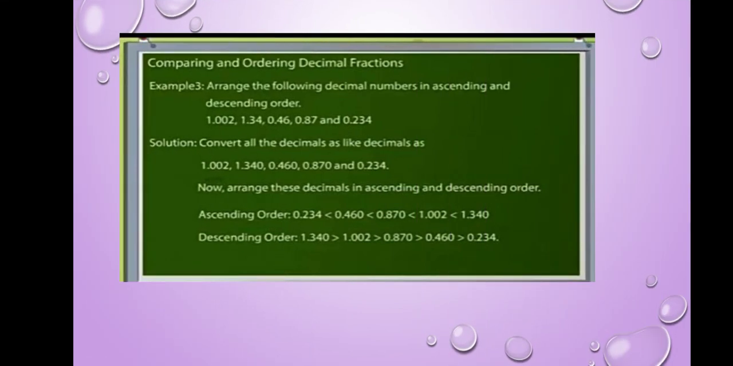Same way, we can arrange or order the decimal fractions, so decimal numbers, in ascending as well as descending order. Even if we get unlike decimals, we have now learned how to convert them into like decimals. After converting into like decimals, we can easily arrange them in ascending and descending order while checking which one is greater and smaller.